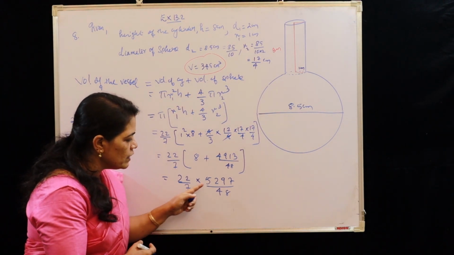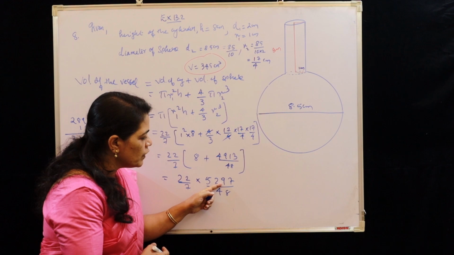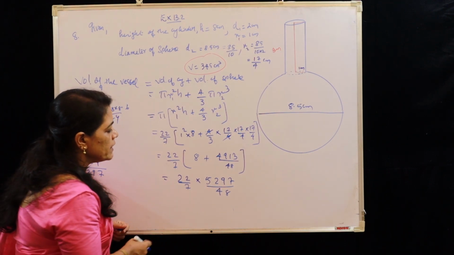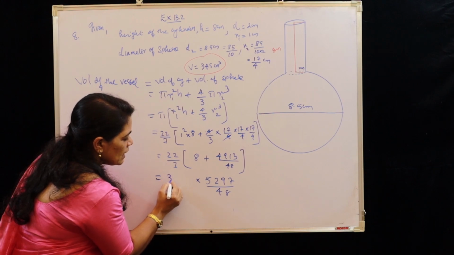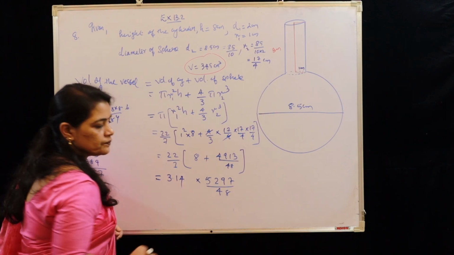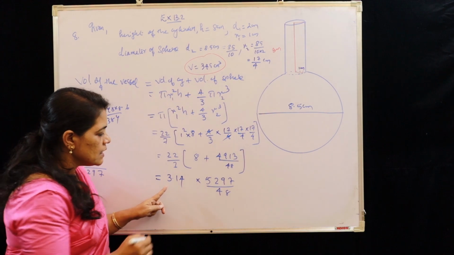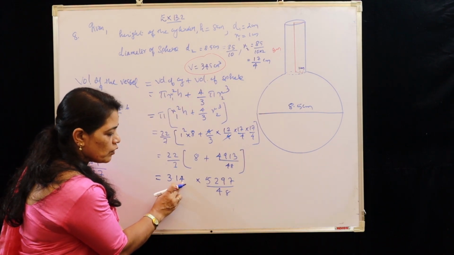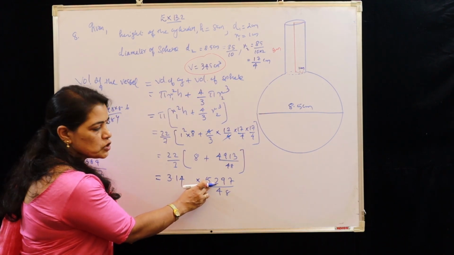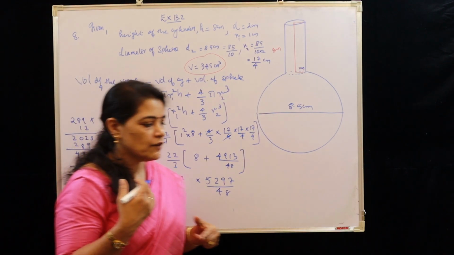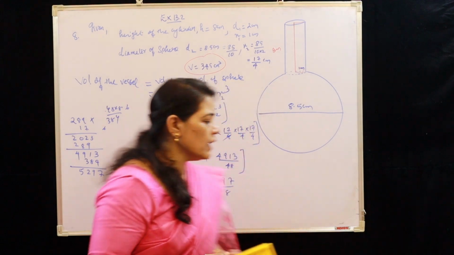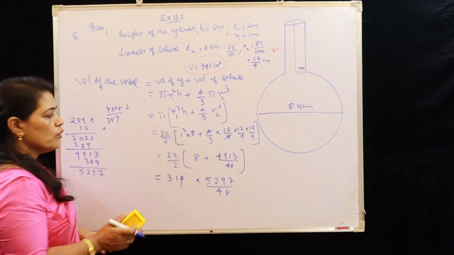See, if this is a multiple of 7, we can keep this as 22 by 7. 7 times 49 is 343, so 5297 is no. It would be better to substitute the value as 3.14. So in the next step, I am going to multiply 314 with 5297. Then we can shift the decimal point to the left side by 2 places, and then we can divide with 48.